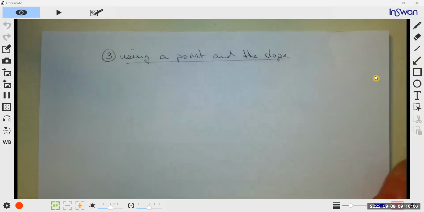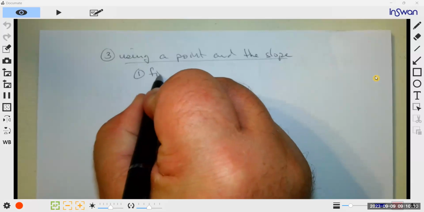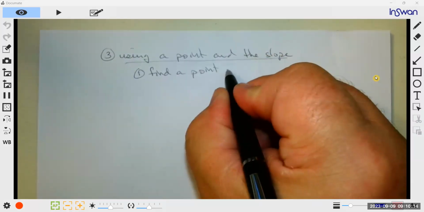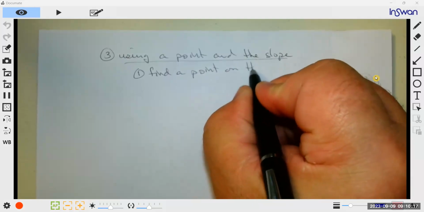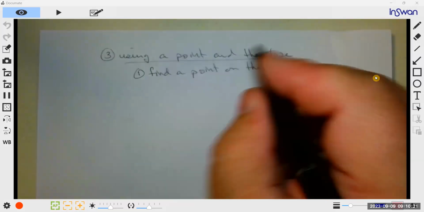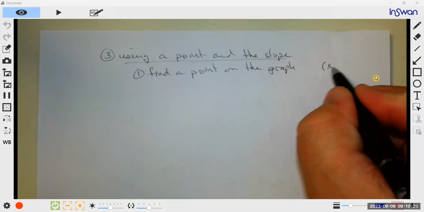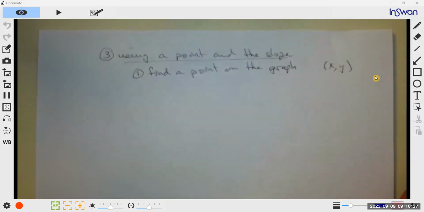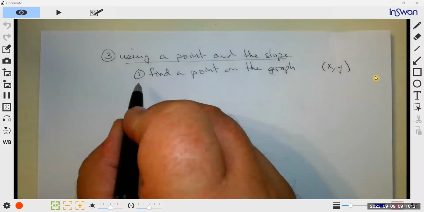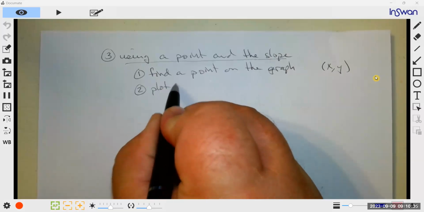Remember, we're still trying to graph equations. Find a point on the graph in any way you want to. If you want to use the intercept method, great. But you have to find a solid point. No fractions, no decimals. Plot that point.